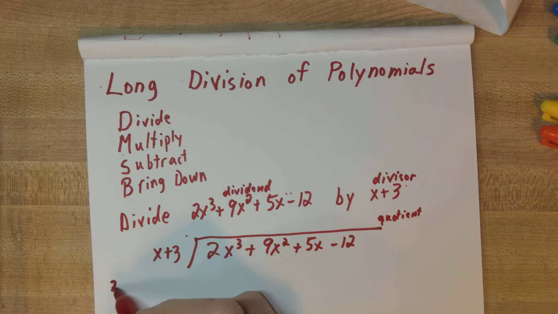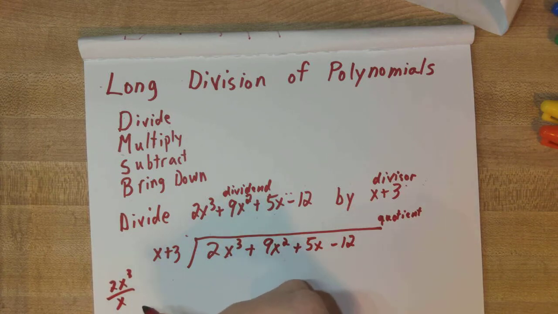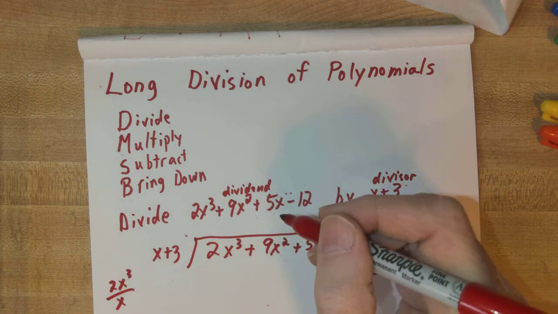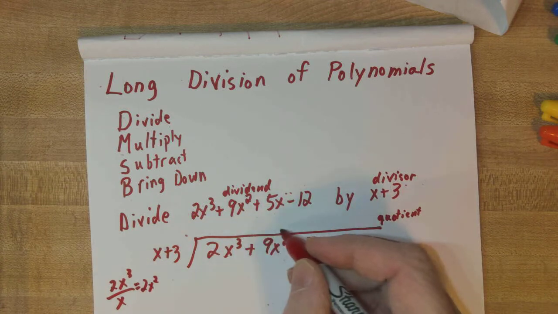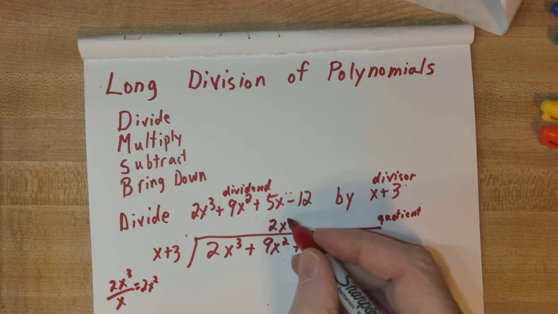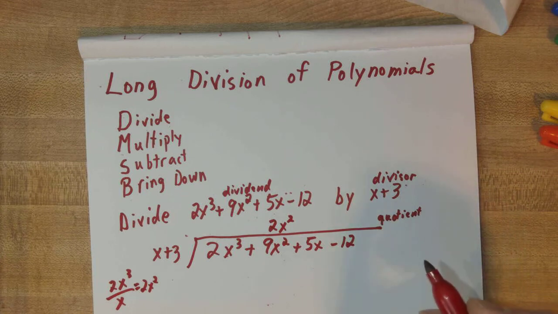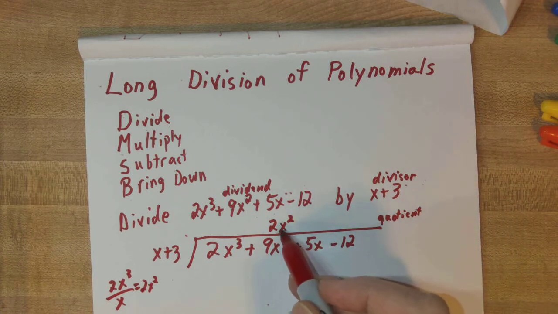Now the divide step, you just take the lead term. I've got 2x cubed. I'm going to do the dividing over here and divide by the x, which is the lead term of the divisor. And that is 2x squared. And that's what goes up here. I'm going to line it up with the x squared term that's in the dividend. And that's my divide step.